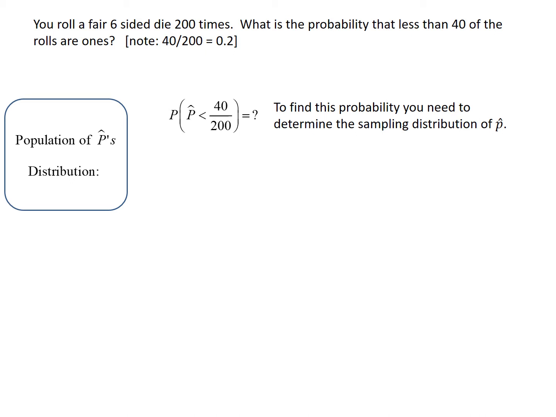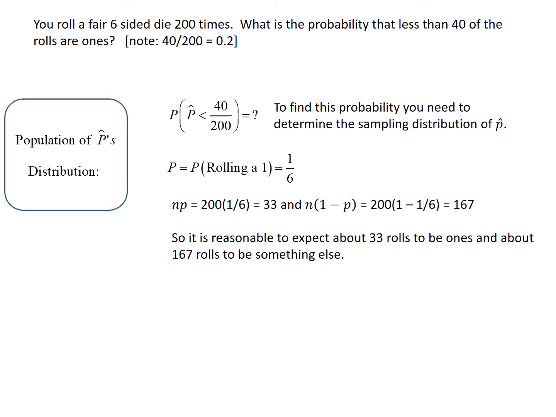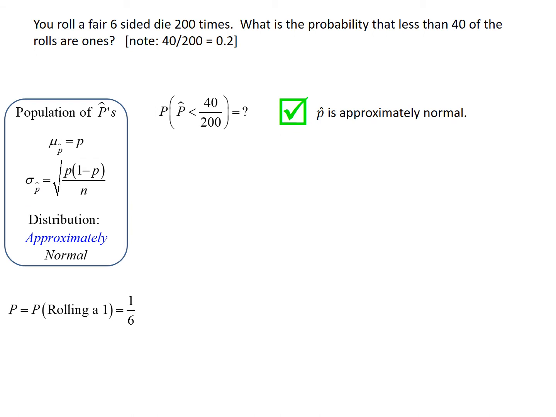The sample hasn't been taken, so we need to know if it's reasonable to expect at least 5 1s and 5 that are not 1s. Since n is 200 and the probability of rolling a 1 is 1/6, we expect about 33 of the 200 rolls to be 1s and about 167, give or take some, not to be 1s. So we reasonably expect way more than 5 rolls that turn out to be 1s and 5 that are not 1s. So p hat can be approximated with the normal distribution.